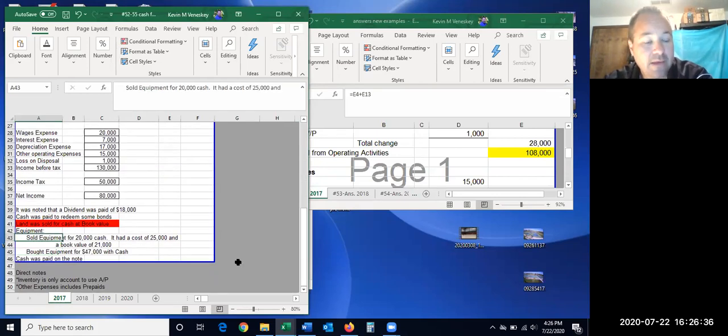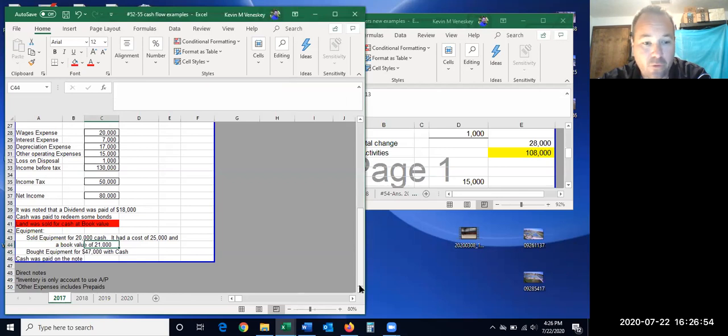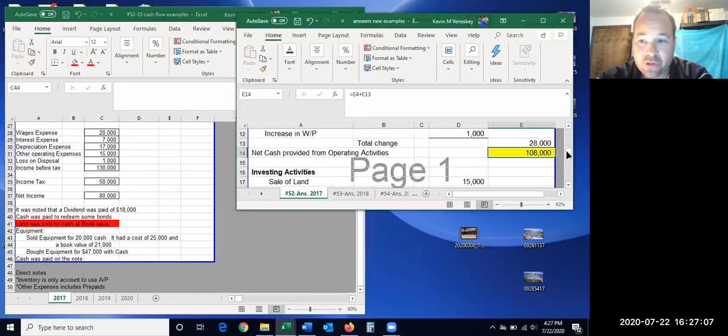Okay. If I sold equipment for $20,000 cash, and it had a cost of $25,000, a book value of $21,000. Okay, so we got some different stuff going on here, and we got to think of how do I know how much cash was actually involved here? And we need to be able to provide the journal entry. The journal entry is going to be important.